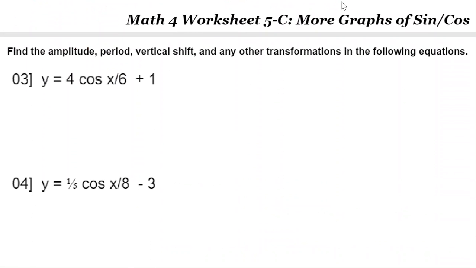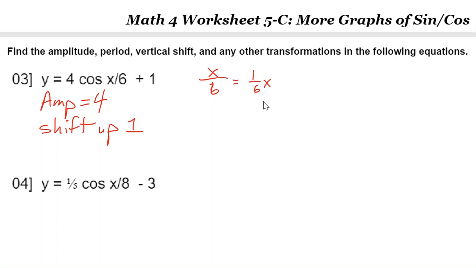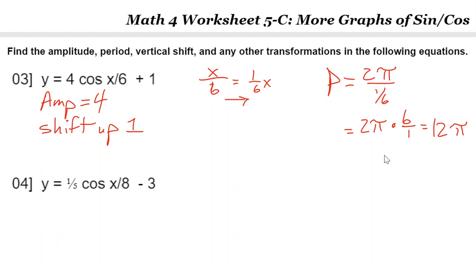All right, here we have an amplitude of 4. We are shifting up 1. And our period, x over 6. Well, you've got to remember that x over 6 is the same thing as 1/6 x. So that means that our period is going to be 2π/(1/6). Well, that is the same as 2π × 6/1, which is going to make it 12π. That is a very long period.